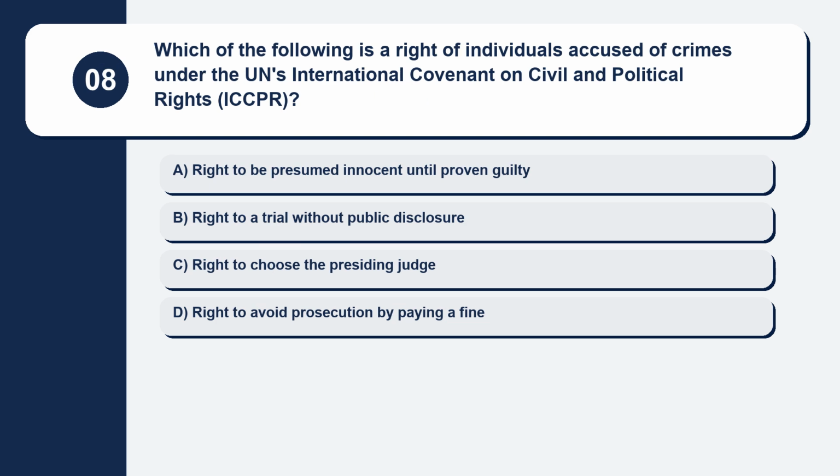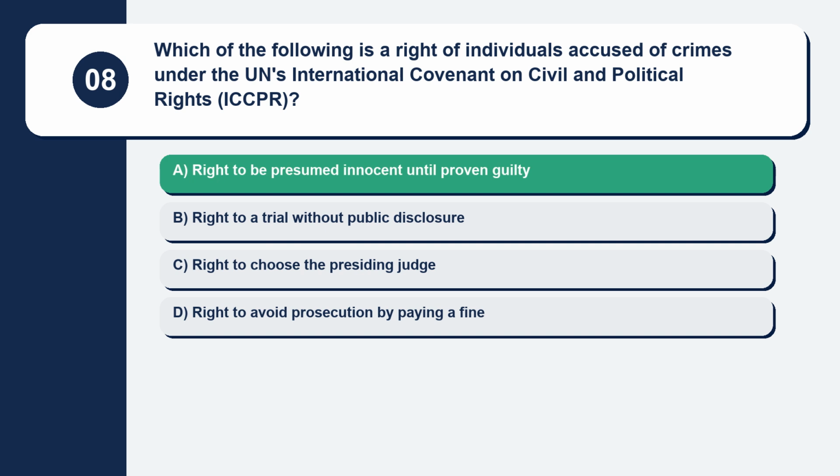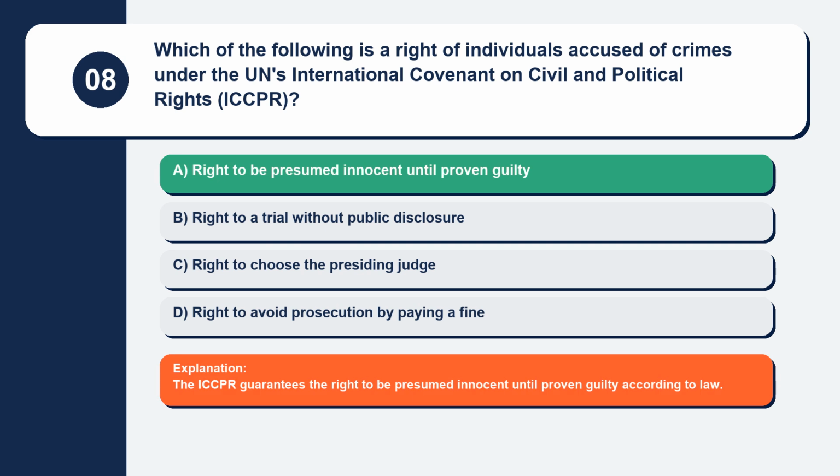Question 8. Which of the following is a right of individuals accused of crimes under the UN's International Covenant on Civil and Political Rights, ICCPR? Right to be presumed innocent until proven guilty. Right to a trial without public disclosure. Right to choose the presiding judge. Right to avoid prosecution by paying a fine. The ICCPR guarantees the right to be presumed innocent until proven guilty according to law.